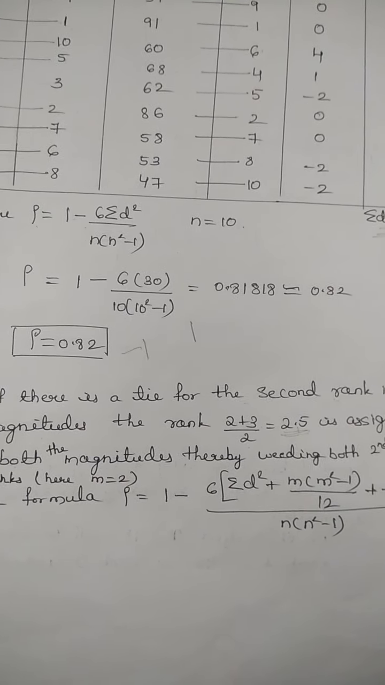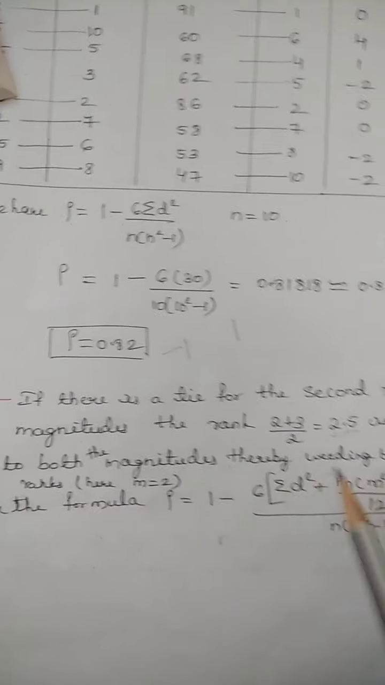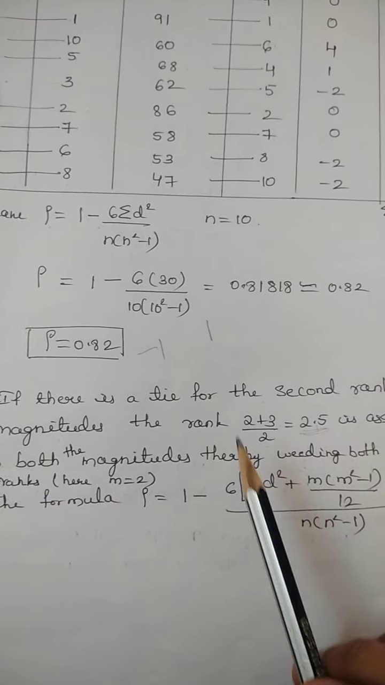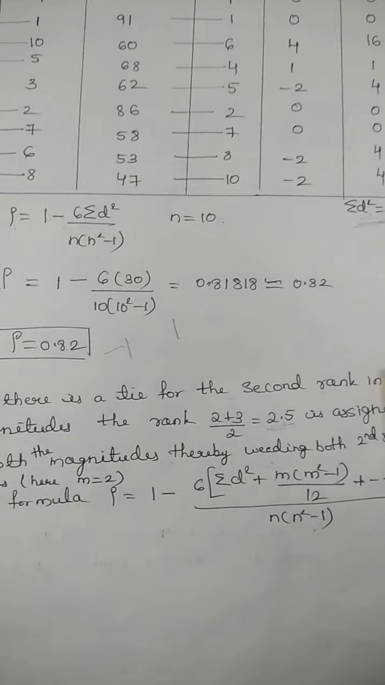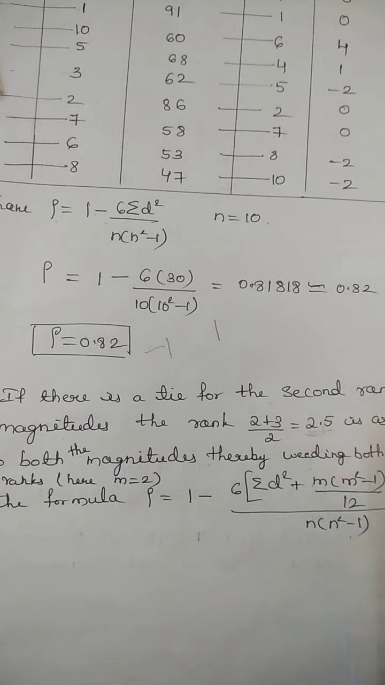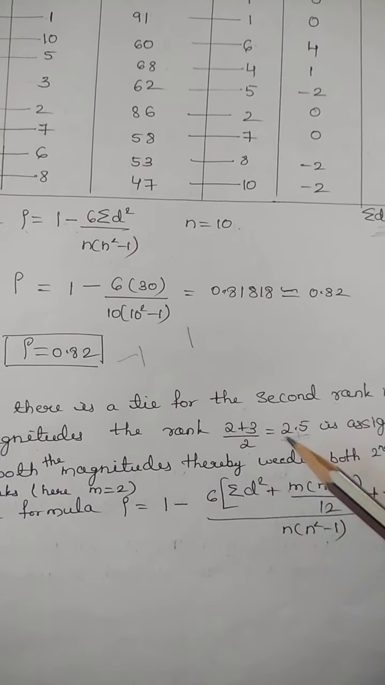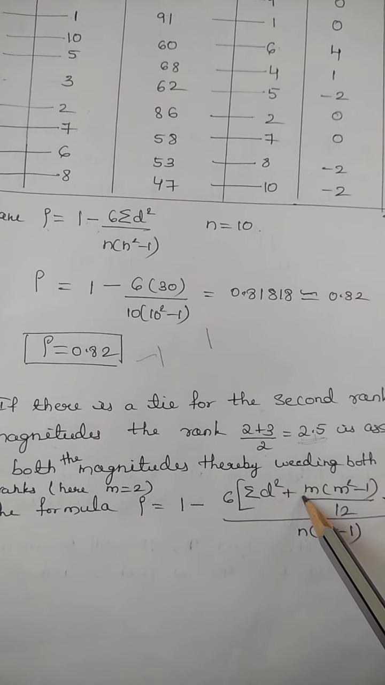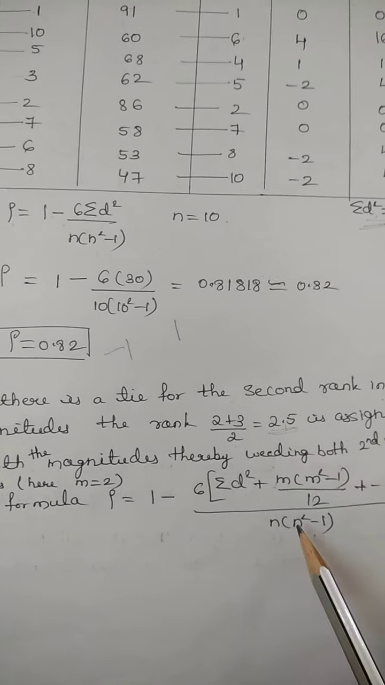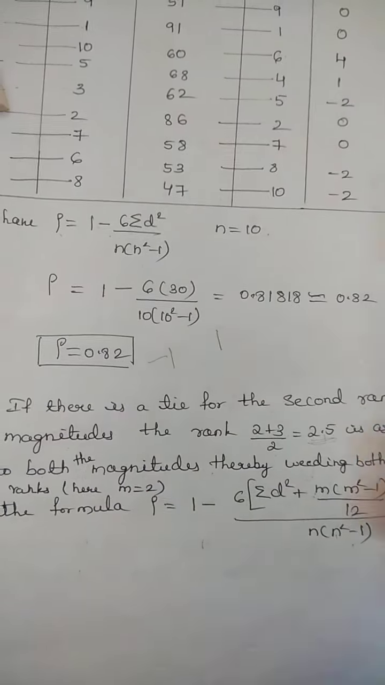This is a small example and an important note also. When the magnitudes are repeated and there is a tie for the second rank in two magnitudes, we have to take the average of those marks, then put it in this formula to find the rank correlation.